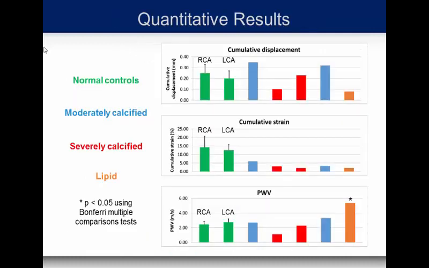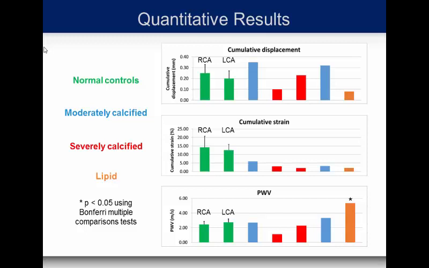So just real quickly, some quantitative results. The green bars correspond to the five normal carotids that we imaged, so this is the right and the left. The blue bars correspond to the moderately calcified cases with the two calcified inclusions. And then the red bars correspond to cases where the calcification was very severe. Finally, the orange bar is the lipid case.